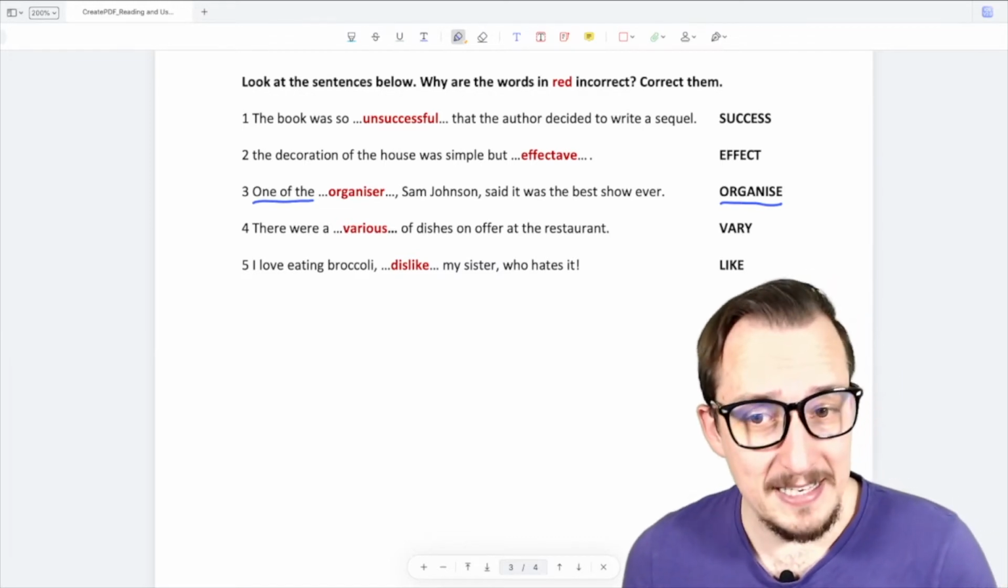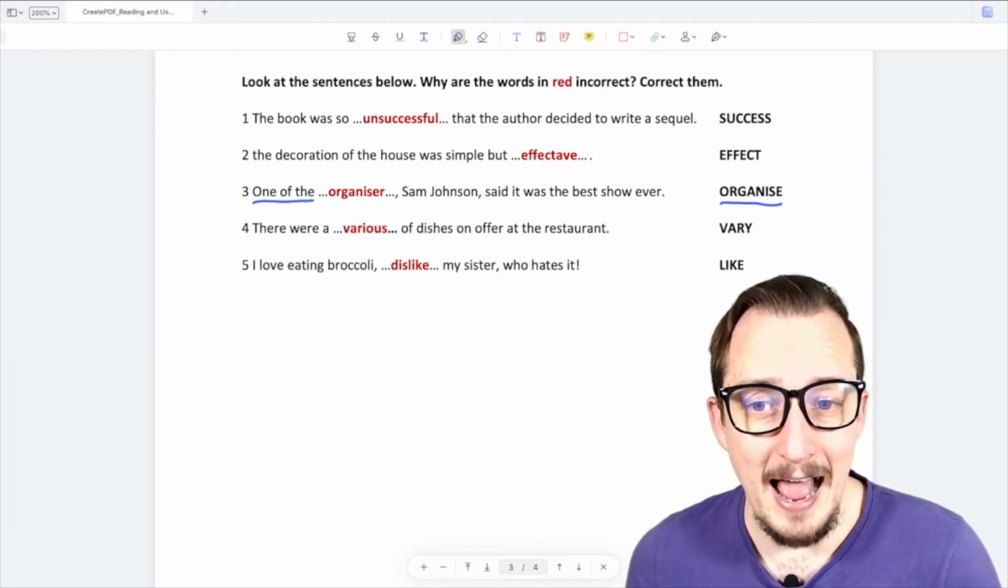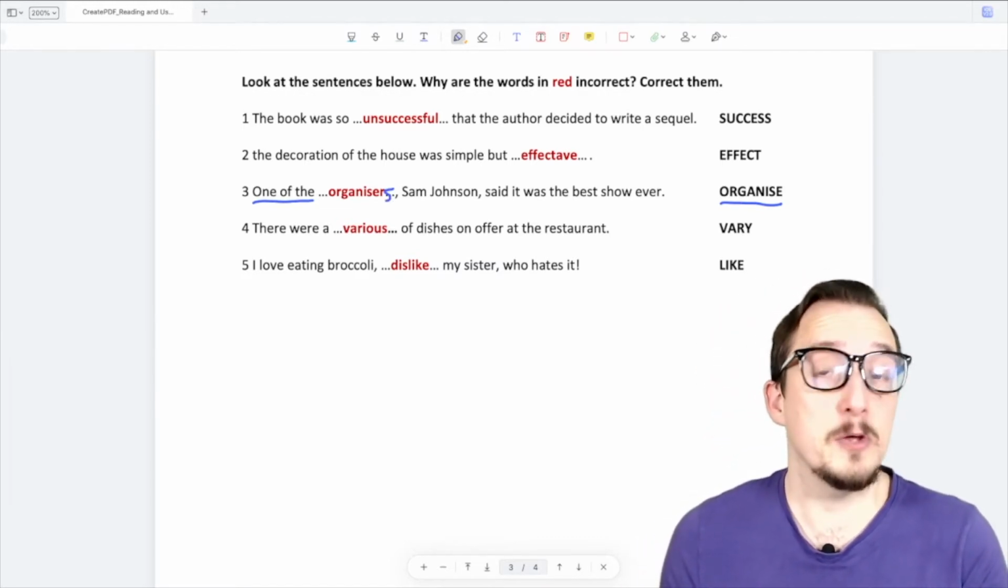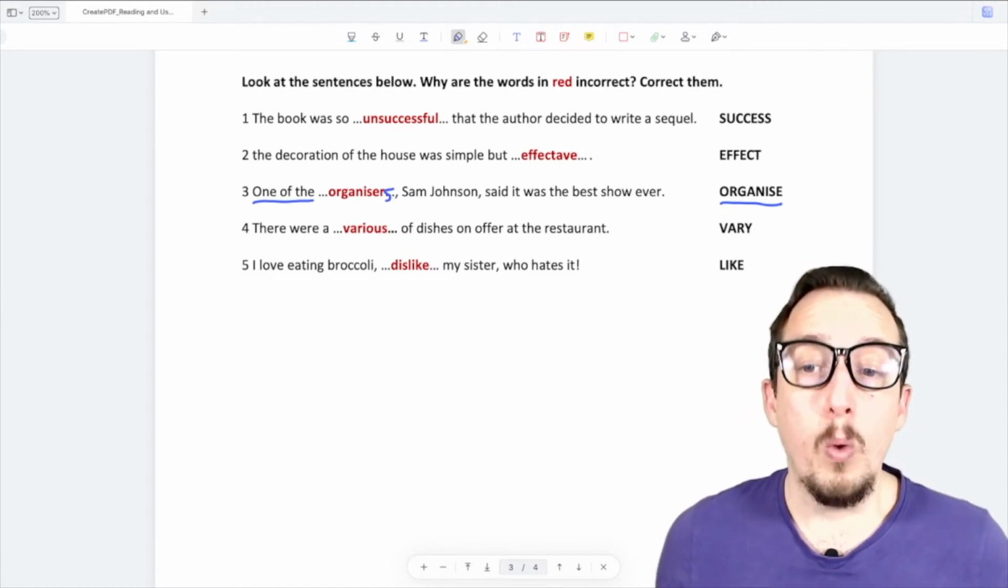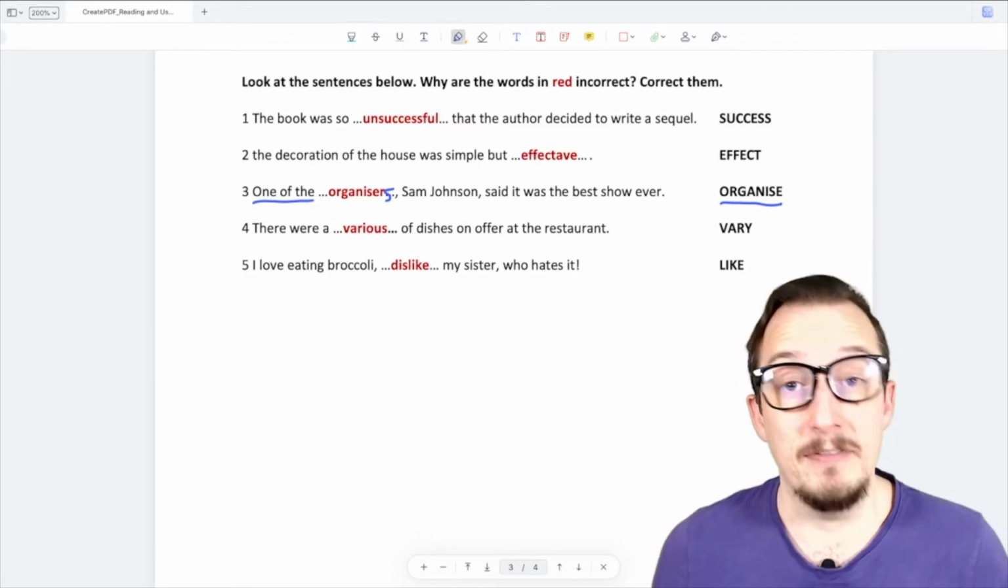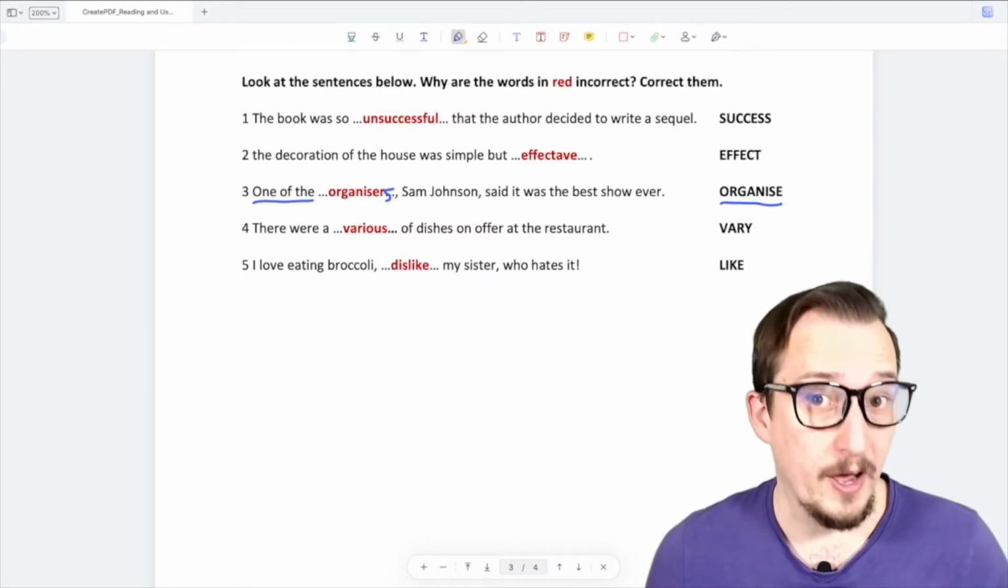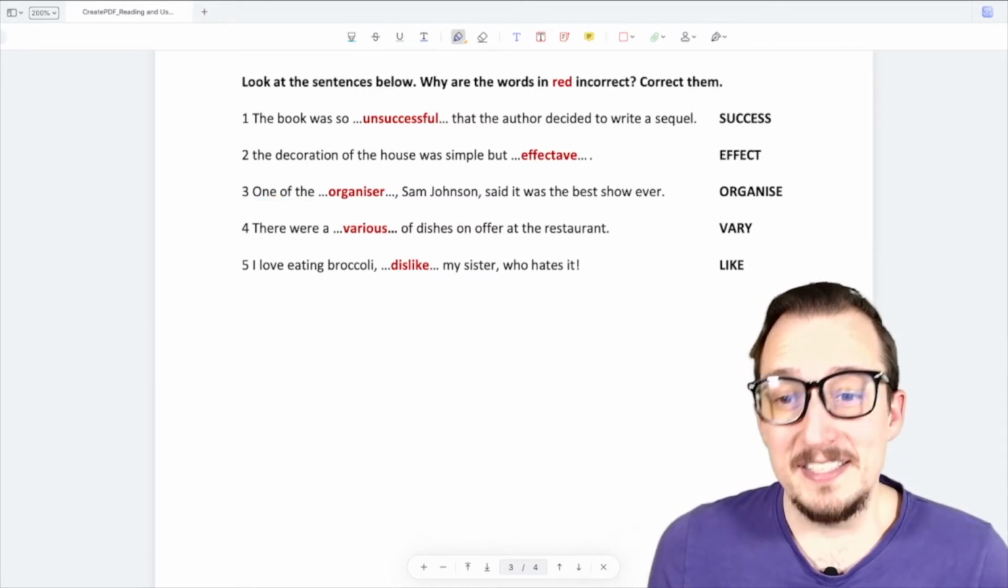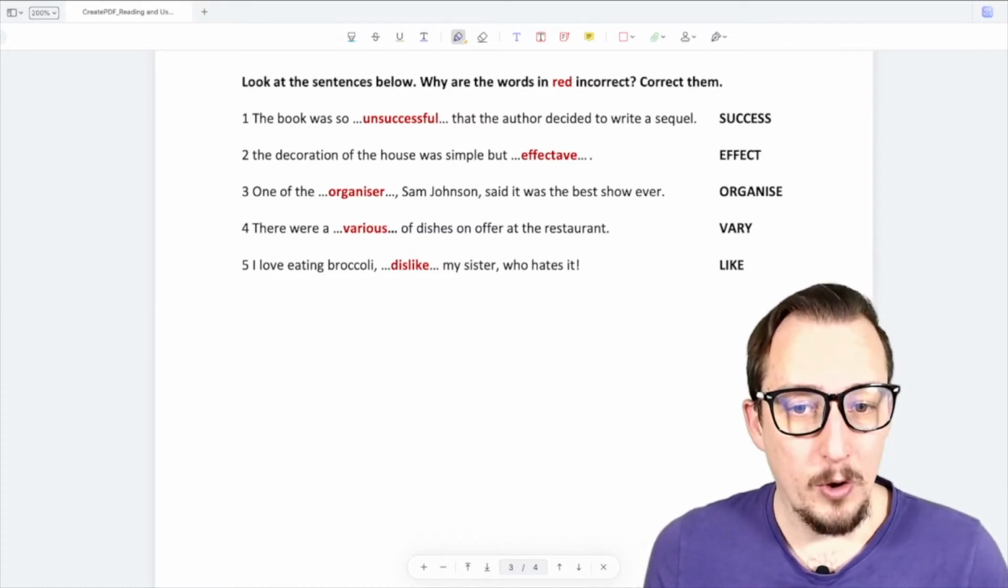So in order to make this answer correct, we would have to add an S on the end. So the correct answer is: one of the organisers, Sam Johnson, said it was the best show ever. So the correct answer is organisers. Question 4 reads, there were various of dishes on offer at the restaurant.